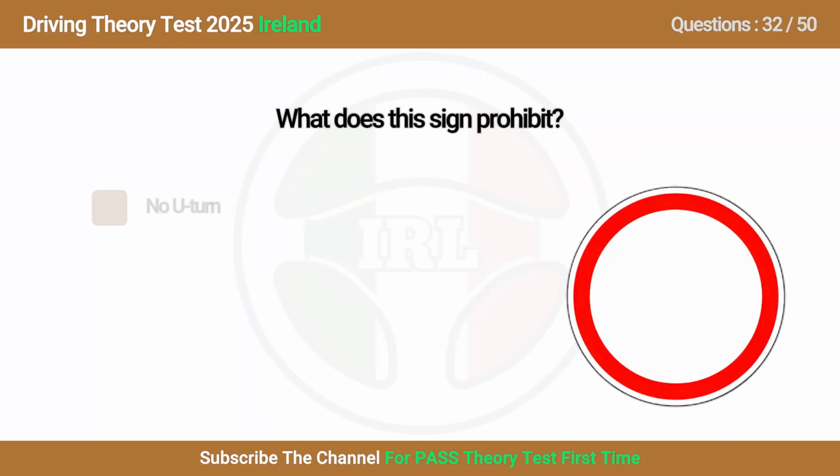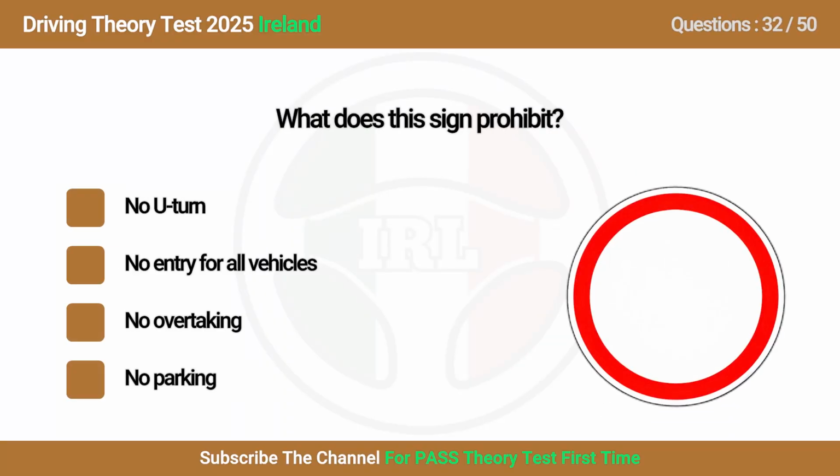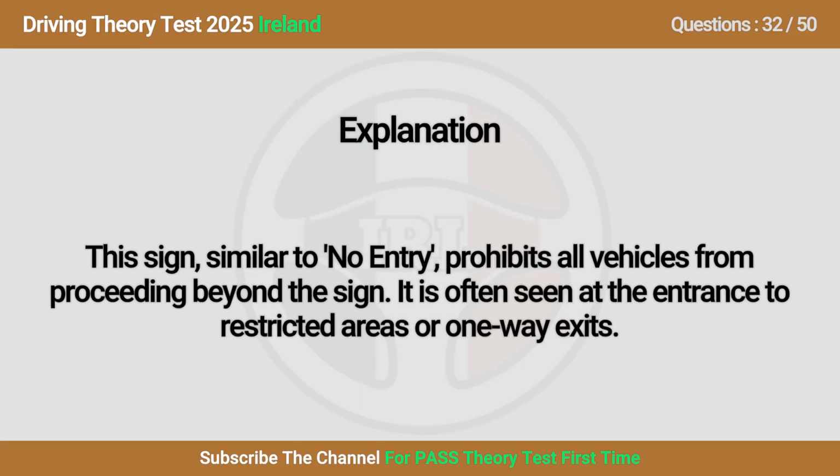Question 32. What does this sign prohibit? A. No U-turn. B. No entry for all vehicles. C. No overtaking. D. No parking. Answer is B. No entry for all vehicles. This sign, similar to no entry, prohibits all vehicles from proceeding beyond the sign. It is often seen at the entrance to restricted areas or one-way exits.